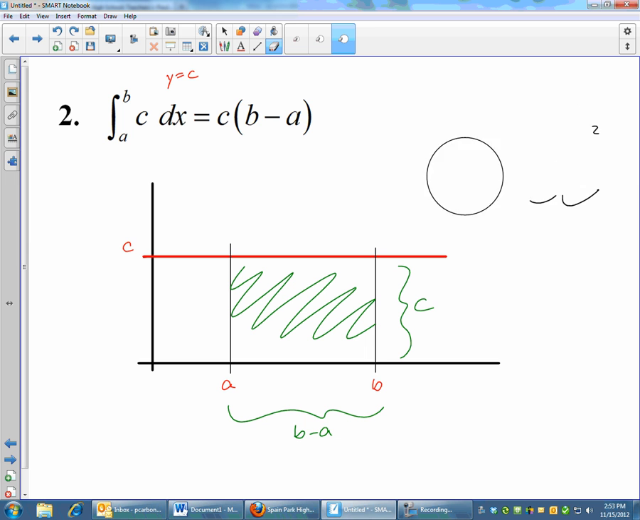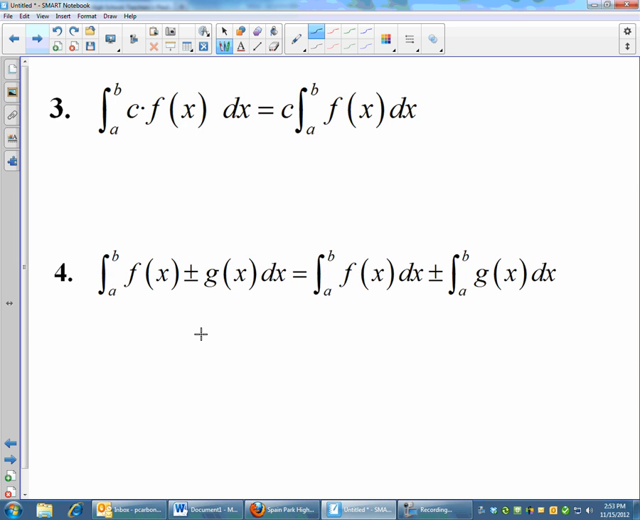I'm going to erase all this mess. Moving on. Property number 3: if you have a constant times the function under the integral, you actually are allowed to grab that constant and move it outside the integral, almost like you're factoring. That's what I've done right here. I've just taken the constant and moved it out, as long as it is a constant times the entire function. If it's not times the entire function, then you cannot pull it out.